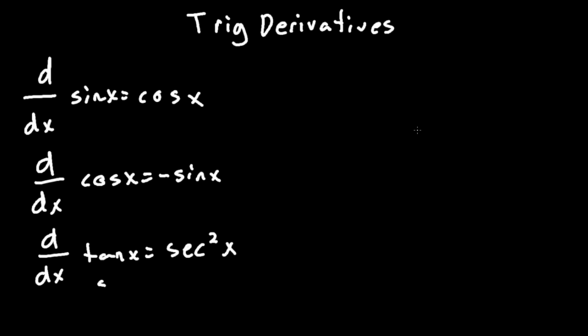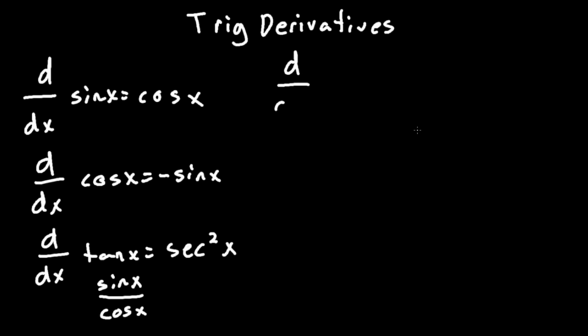Now you can treat tangent as sine of x over cosine of x, and then you can use quotient rule on this as well in order to solve for the derivative of tangent of x. So once you do quotient rule of sine of x over cosine of x and find the derivative of this function, you have found the derivative of tangent, and eventually you should end up at secant squared of x.